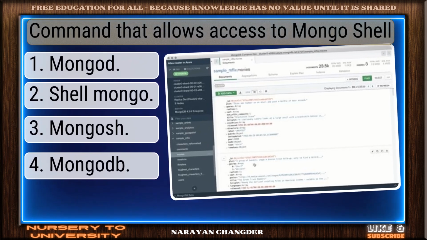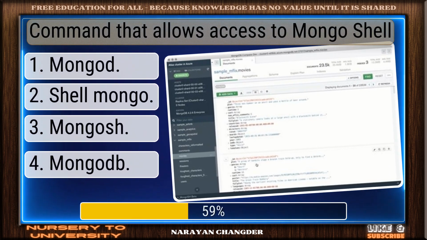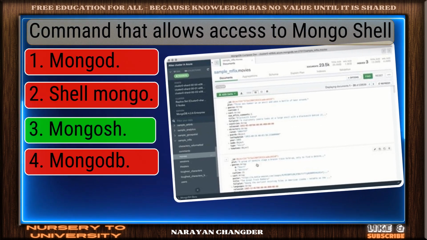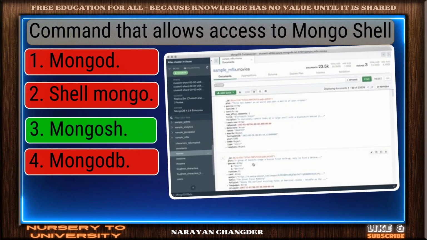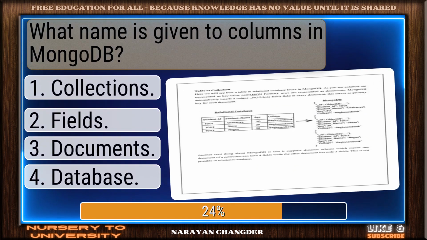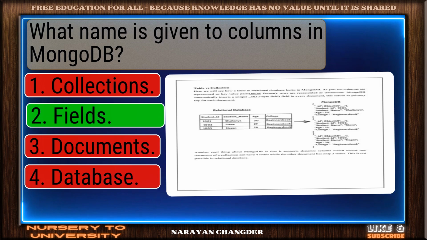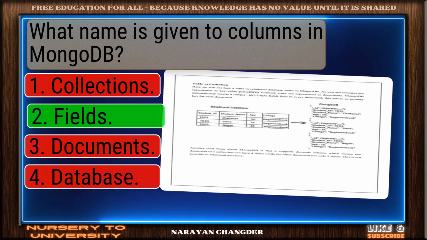Question number 27. Command that allows access to Mongo shell. You're right. Mongosh is the correct answer. Question number 28. What name is given to columns in MongoDB? On track. Fields is the correct answer.